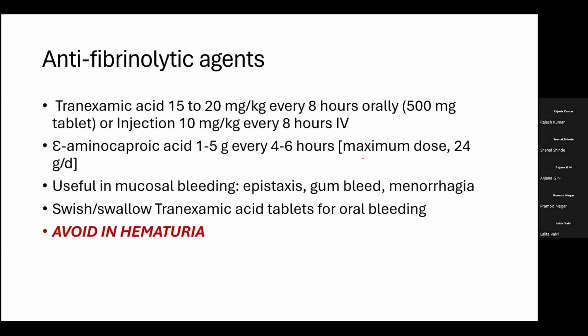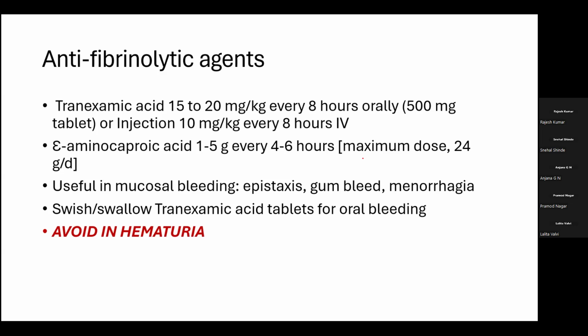Another very useful thing is when these children come with gum bleeds from the oral cavity. What you can make them do is we can actually crush the tranexamic acid tablets, put some drops of water, make it into a paste, and apply where they are bleeding from the gums. Or they can even swish the tranexamic acid tablet dispersed in water in their mouth and then swallow it. So that will give a local effect to stop the bleeding.